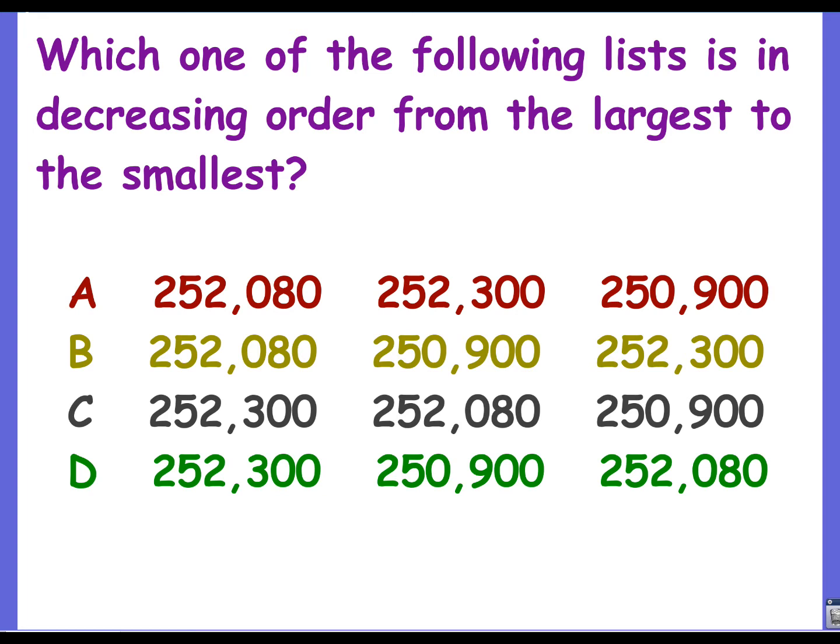The next question is an example of a multiple choice question in the exam. And we need to find the list that is decreasing in order from the largest to the smallest. Have a go and see which one you think it is. So we need to go from large to small. So for A, 252,080 to 252,300 is going up and not decreasing. So we can discount A.